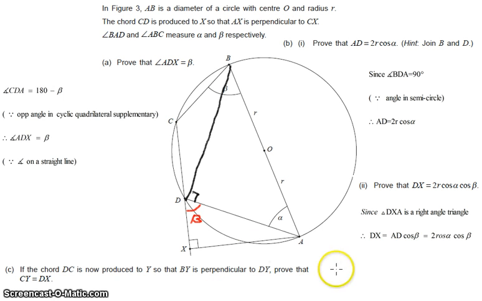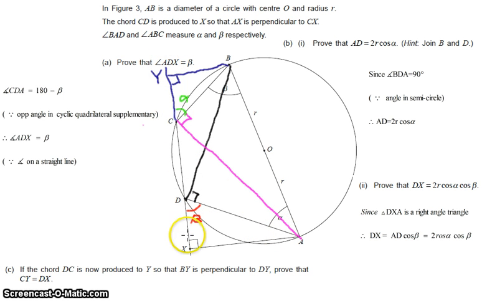Now we go to the most challenging part of this question. Part C: if the chord DC is now produced to Y, to here, so that BY is perpendicular to DY. So let's look at it, see how it looks. Yes. Now you have to prove CY is equal to DX. Now what we can do is make use of what we have done for DX. So we use the same approach to find CY.